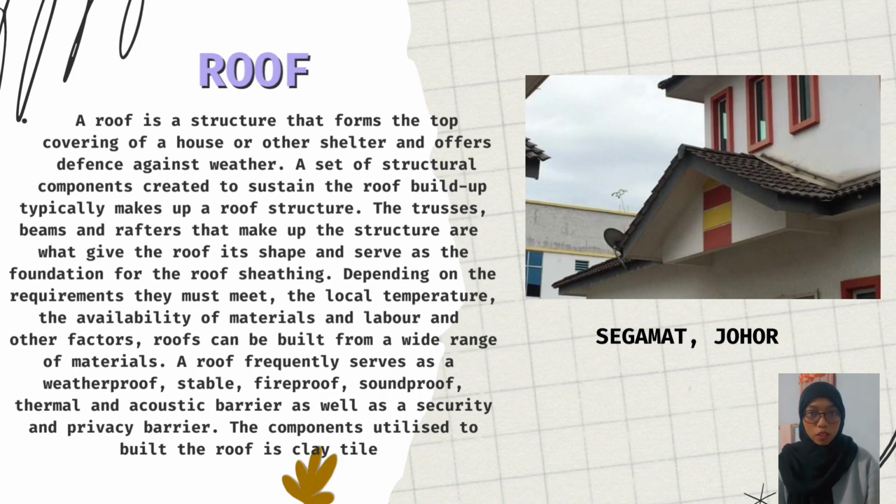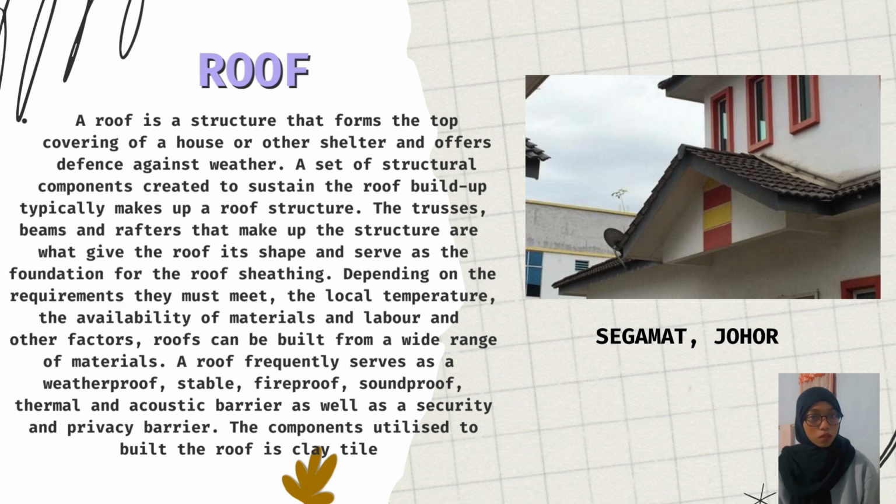A roof is a structure that forms the top covering of a house or other shelter and offers defense against weather. A set of structural components created to sustain the roof build-up typically makes up a roof structure. The trusses, beams, and rafters that make up the structure are what give the roof its shape and serve as the foundation for the roof sheeting. Depending on the requirements, they must meet the local temperature, the availability of materials, and labor and other factors.